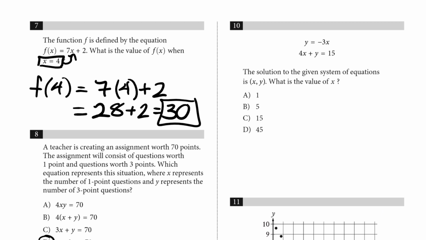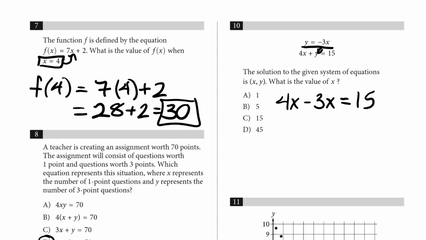Number 10. The solution to the given system of equations is x comma y. What is the value of x? What we need to do is substitute what we have for y, which is negative 3x, in for y in the other equation. If we do that, we will have 4x minus 3x equals 15.